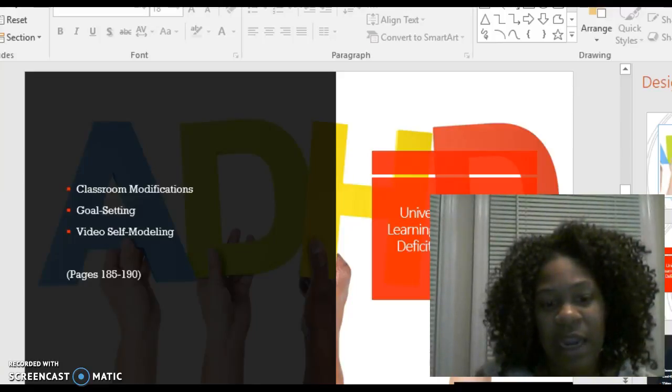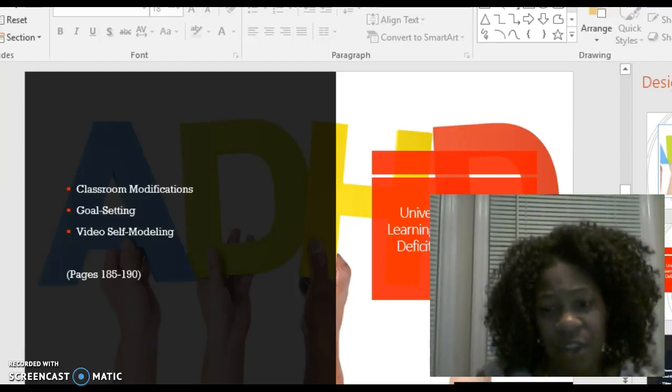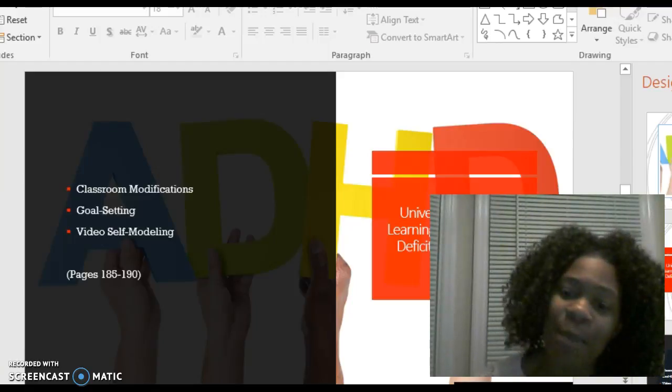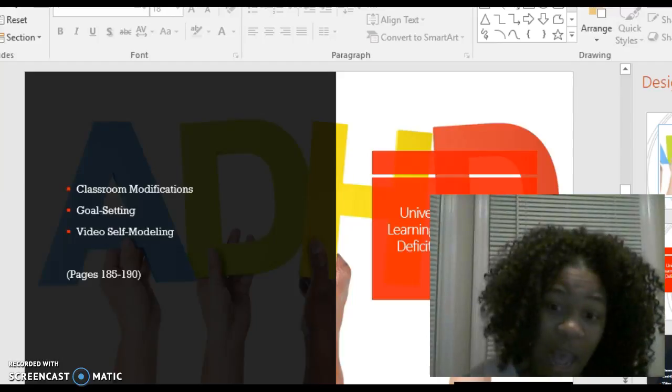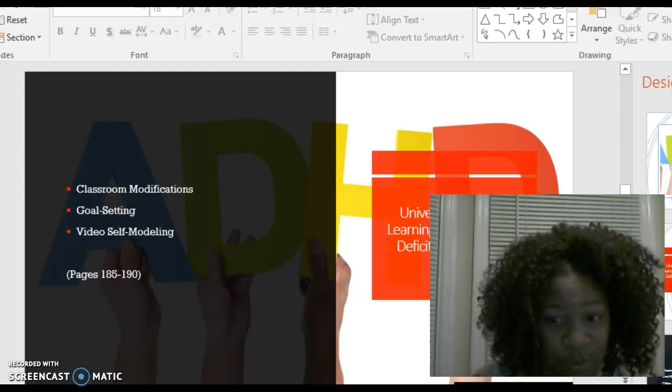And those were just a few. They also have them based on what type of ADHD and how that student functions, which I thought was really critical.